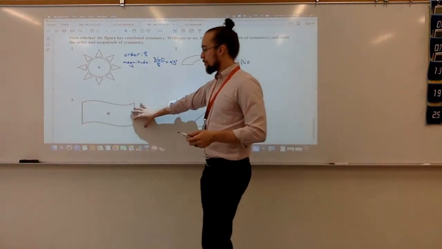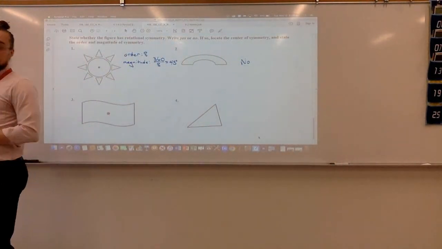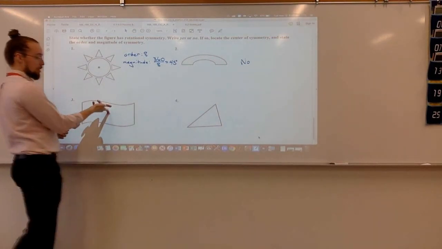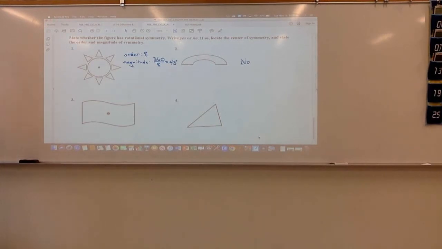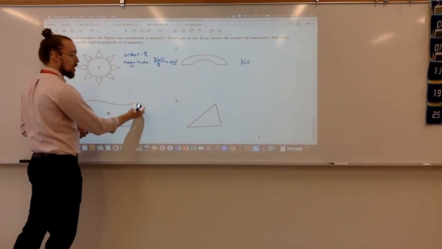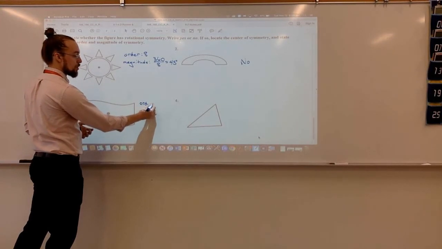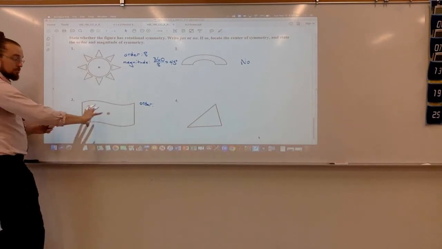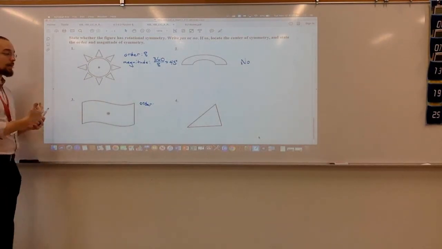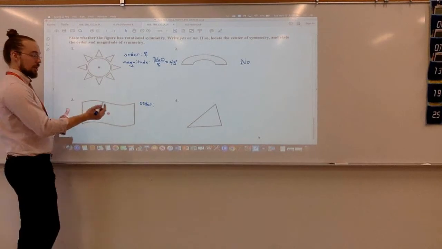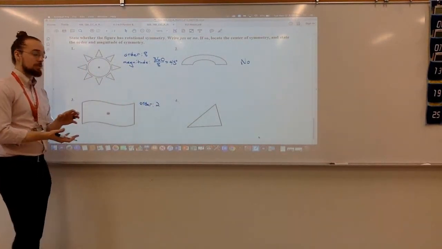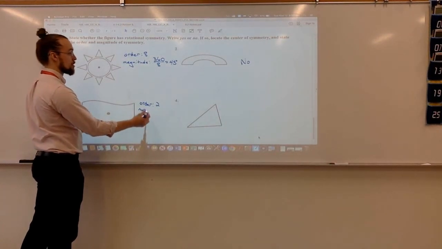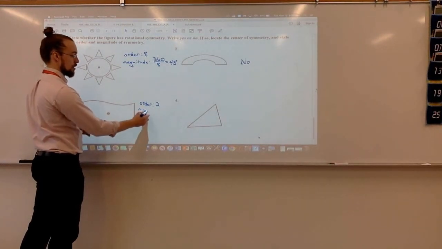Okay. How about for number 3? It does. Right? If I stick my finger in the middle and I rotate it 180, if I flip it upside down, it'll look exactly the same. So what that means is the order would just be 2. Right? There's only one turn that I can flip this to make it look exactly the same, which means the magnitude would be 360 divided by 2, which is 180.